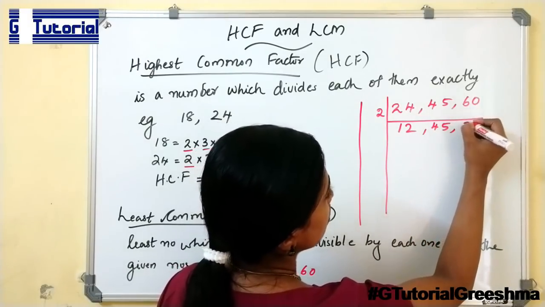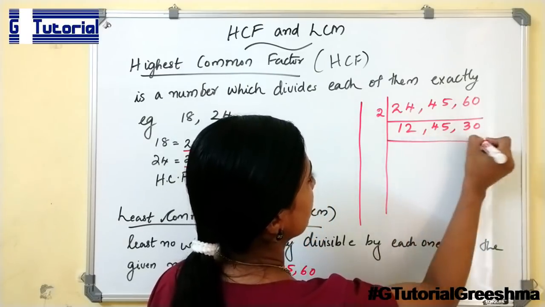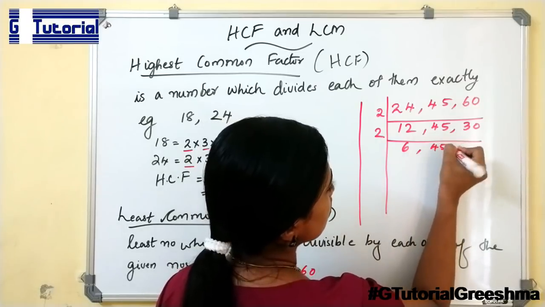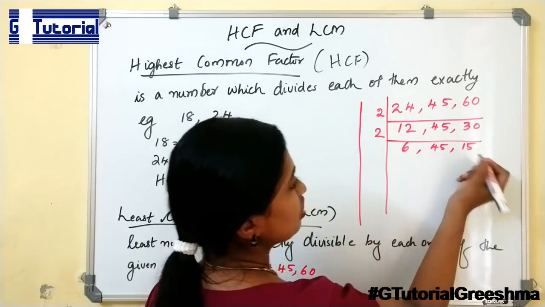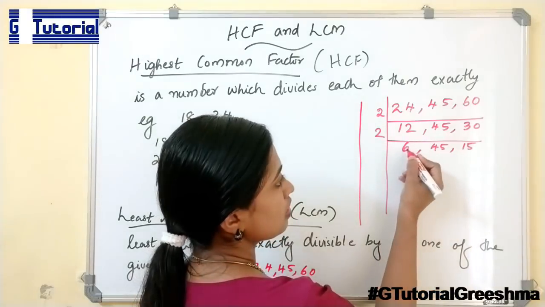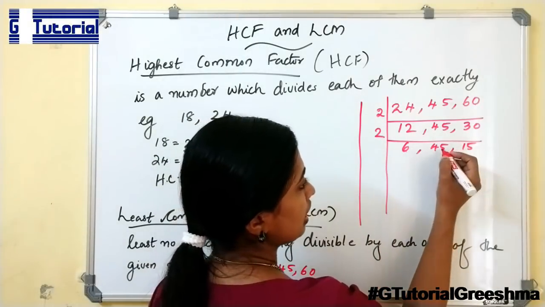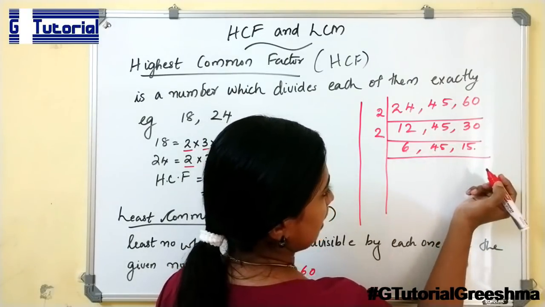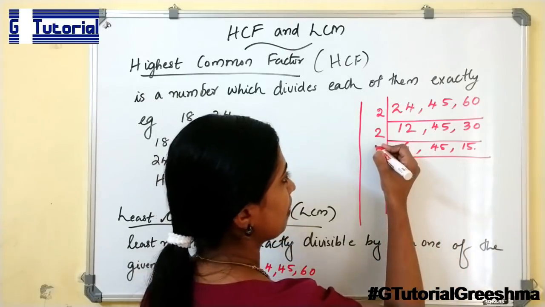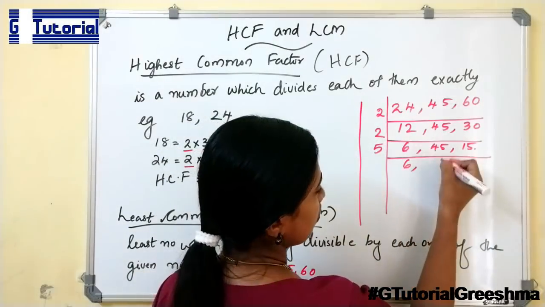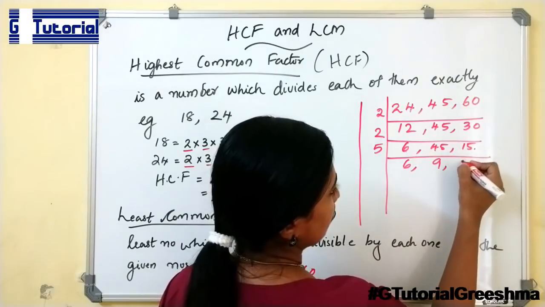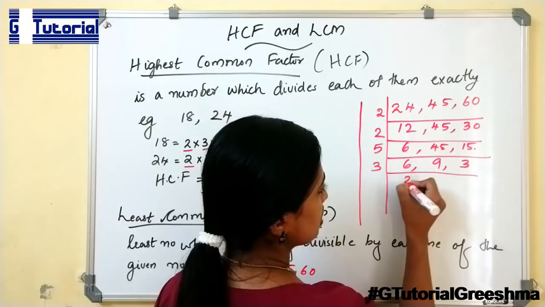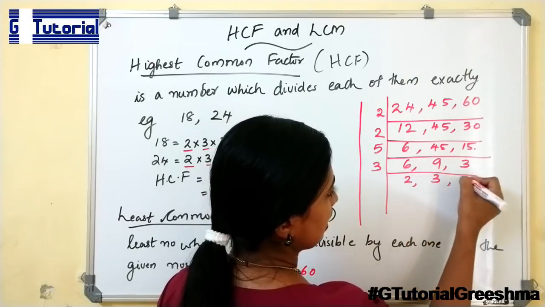Then 2 into 30 is 60. Again we are performing division by 2. 2 into 6 and 2 into 15. Again division by 2 is not possible because only 6 can be divided by 2. So let us divide these two numbers. Both of these numbers are divisible by 3 or 5. Let us divide by 5. So, 5 into 9 is 45 and 5 into 3 is 15. Again, division by 3. 3 2s are 6, 3 3s are 9 and 3 into 1.